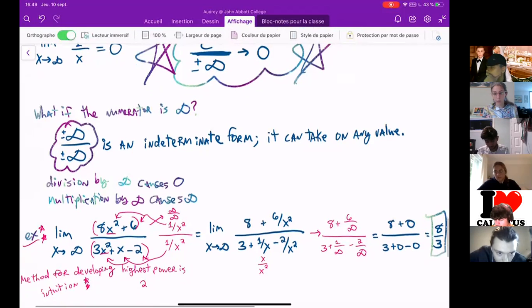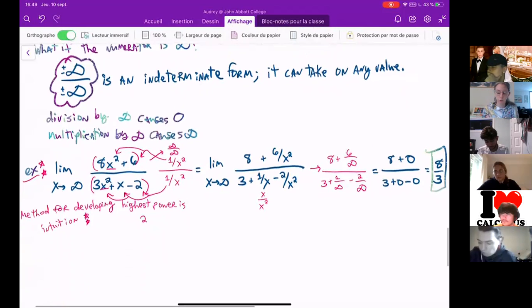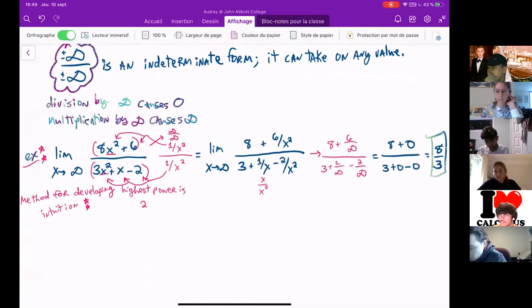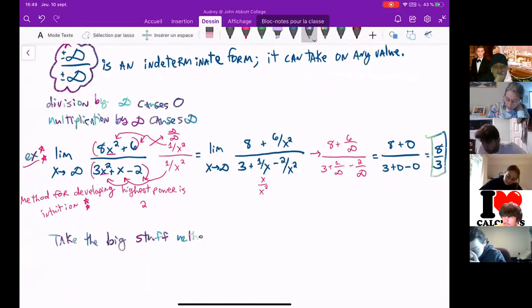Now, like I said, this method right here is to help us figure out why I'm going to do what I do next. The method that we're actually going to use to do this problem is a little bit simpler than what I just did there, or at least I think it's simpler. I'm going to call this the take the big stuff method. So I'm going to do it on this problem, and then we're going to write what we did.